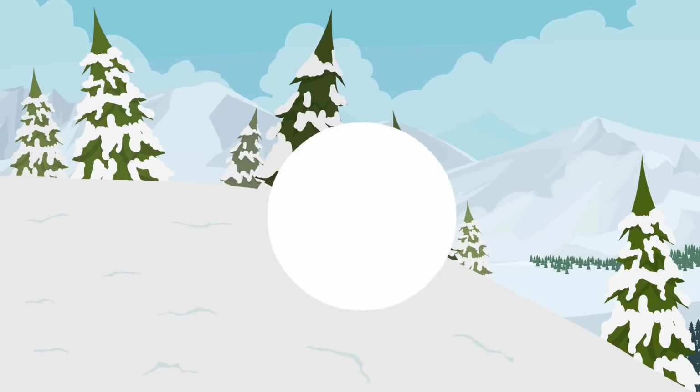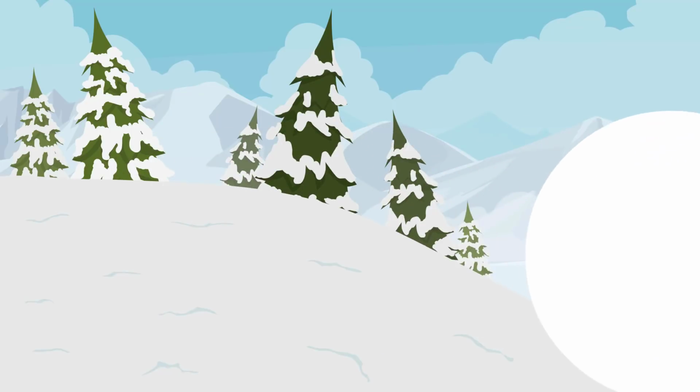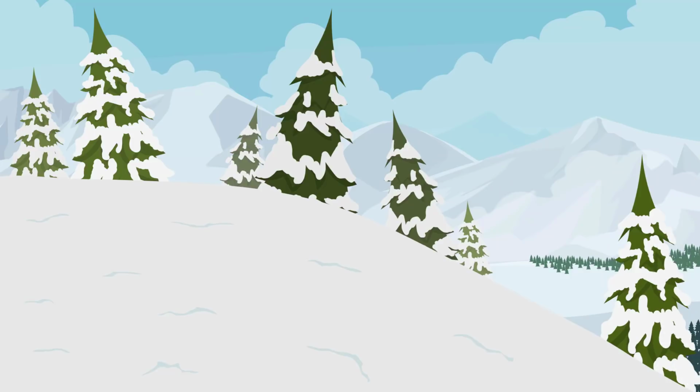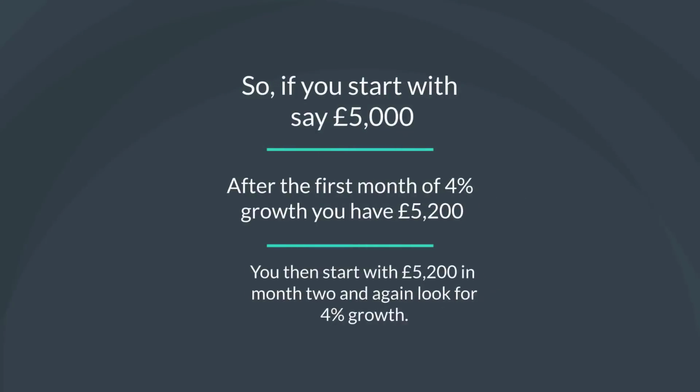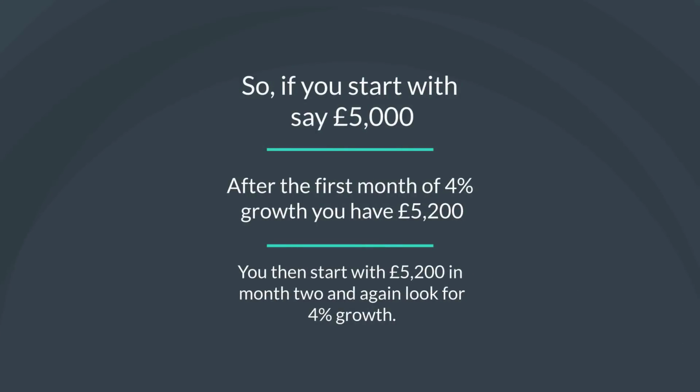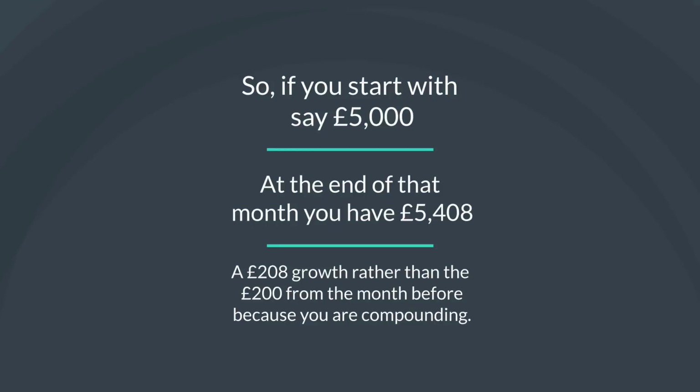Think of a snowball rolling down a hill. As the snowball increases in size, it gathers more snow on each rotation and seems to grow faster. So if you start with, say, £5,000, after the first month of 4% growth, you have 5,200. You then start with 5,200 in month 2 and again look for 4% growth. At the end of that month, you have 5,408, which is a £208 growth rather than the £200 from the month before because of compounding.